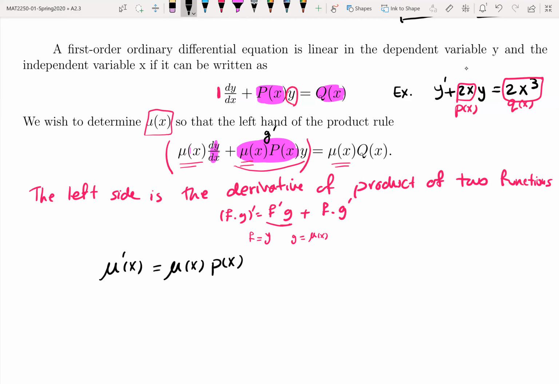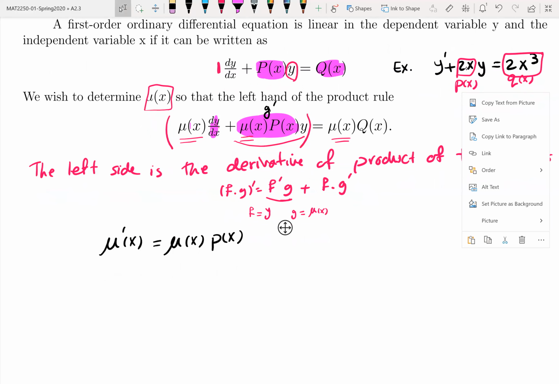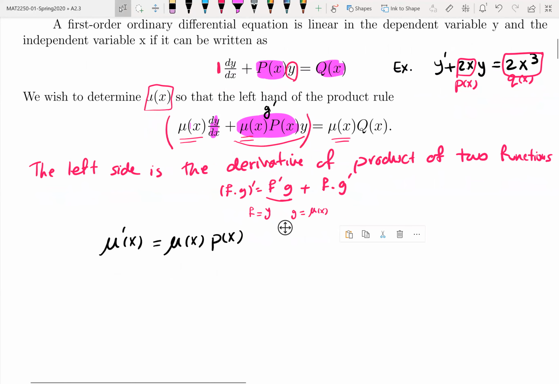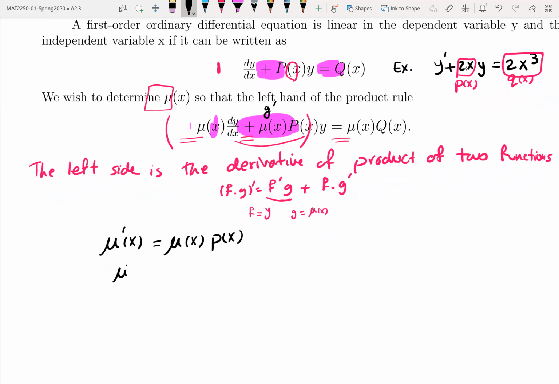Okay, does it make sense? If the left side is the derivative of the product of two functions, one of which is y and the other is mu of x, then that whole factor, which I marked in pink, has to be the derivative of the function. Then I'm right. So that's just a differential equation which I can easily solve, because this is just mu prime of x divided by mu of x.